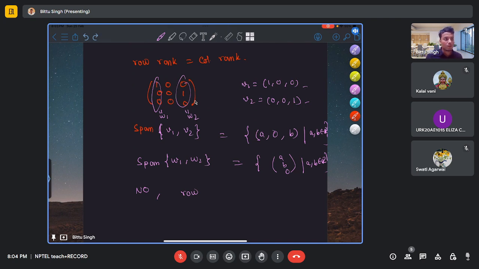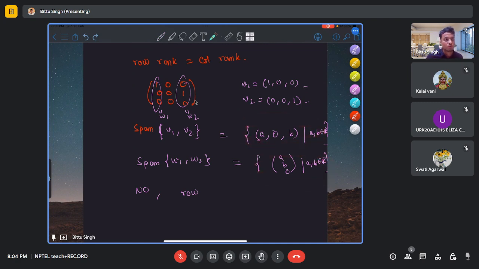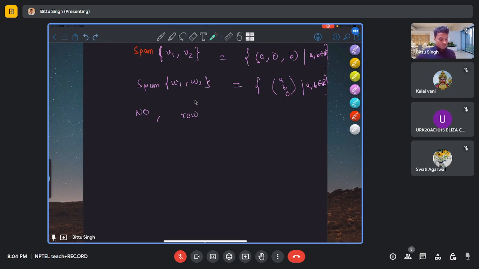But row rank and column rank will be the same. This is the fact. You can see that the dimension of this vector space is 2, and the dimension of this vector space is also 2. So the row space and column space will have the same dimension. But row space is not the same as column space.